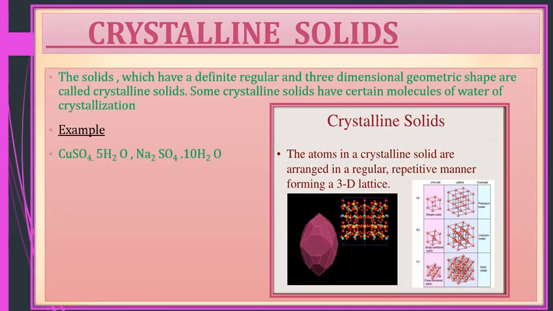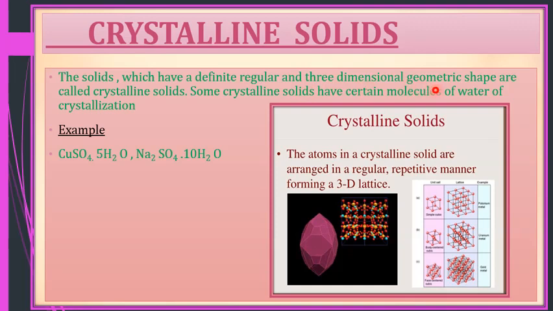The next type of solid is crystalline solid. The solids which have a definite, regular and three-dimensional geometric shape are called crystalline solids. Some crystalline solids have certain molecules of water, which is called water of crystallization. Here are examples of crystalline solids: copper sulfate with 5 molecules of water.